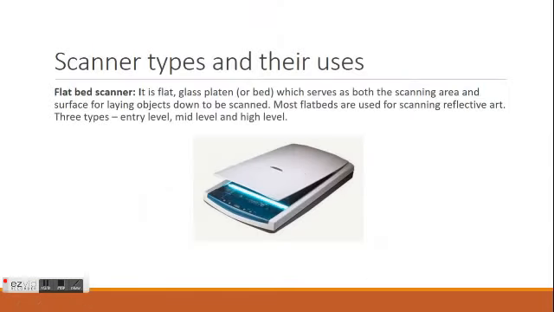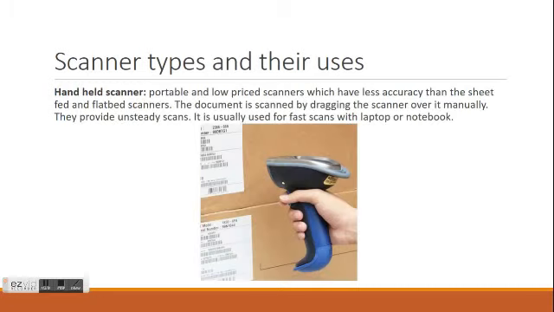There are various types of scanners. The flatbed scanner is a flat glass plate in a bed which serves as both the scanning area as well as for laying down the objects to be scanned. Usually they are used for scanning reflective art. The other type of scanner is a handheld scanner. It is a portable, low-price scanner which provides less accuracy than the other types of scanners. A document is scanned by dragging the scanner over it manually. They provide very unsteady scans because of it. It is usually used for fast scans.